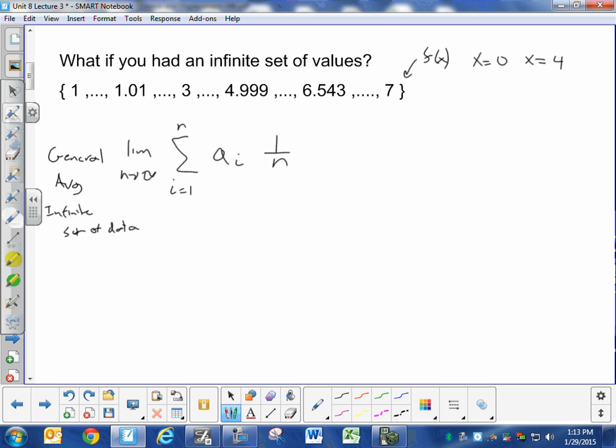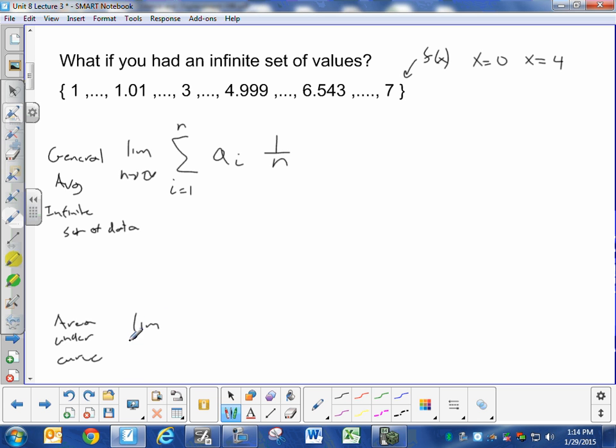Now, this should look familiar to you. An infinite sum. Okay? When did we use an infinite sum? Areas under curves. That is actually the first time I introduced to you the integral symbol. It was to replace this. Okay? And let's remember how we first talked about an area under a curve.